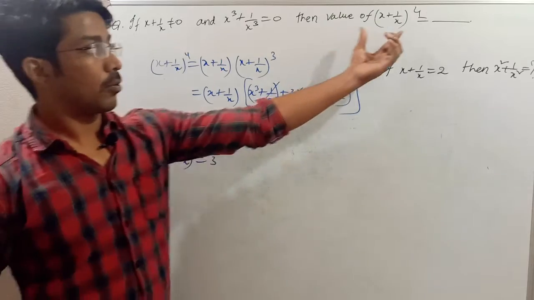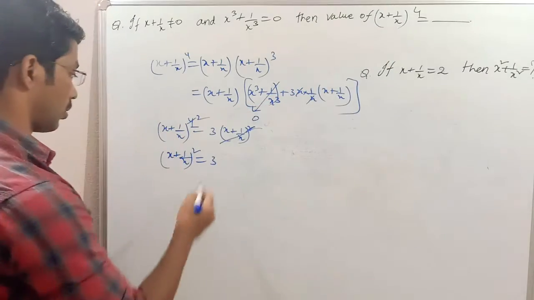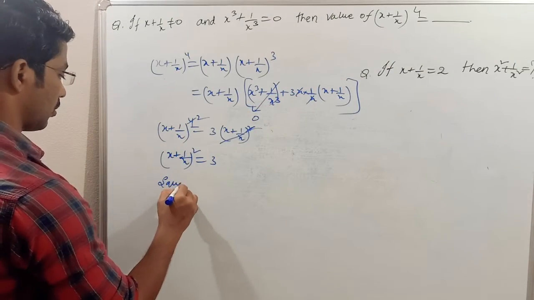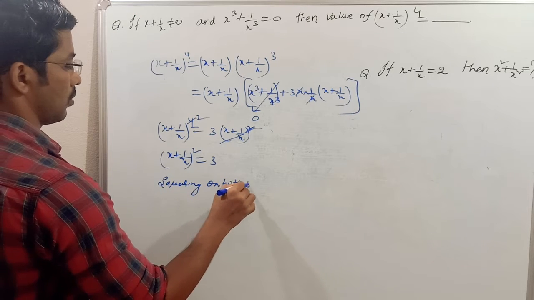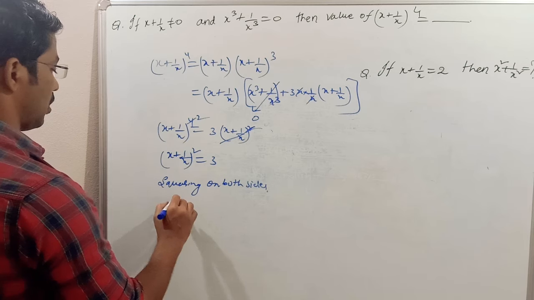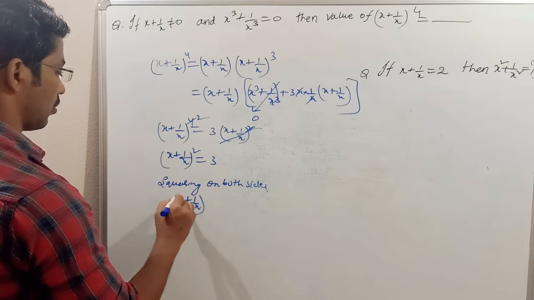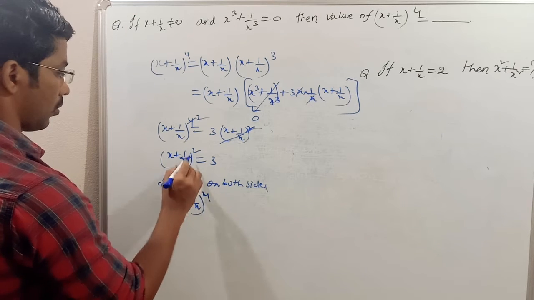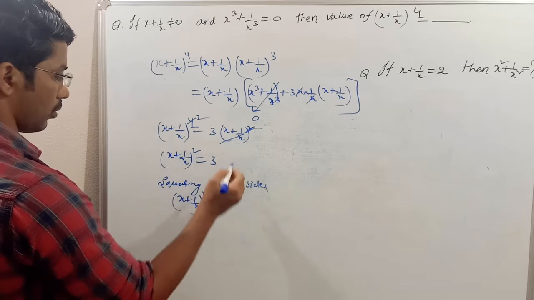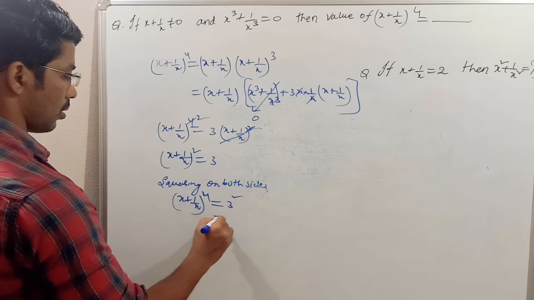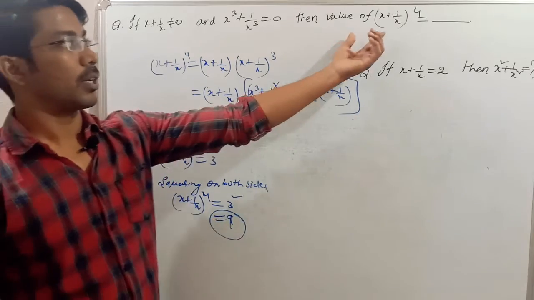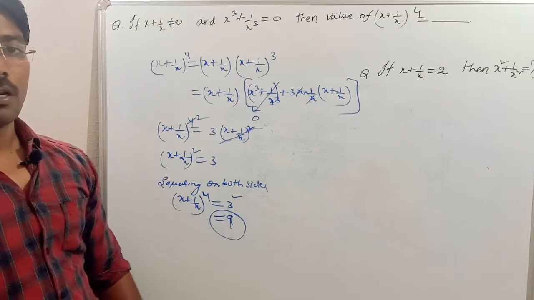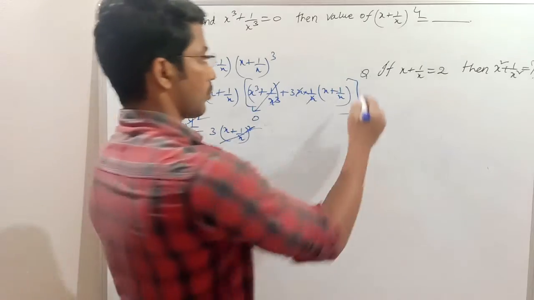Now what we have to find is (x plus 1 by x) whole power 4. Squaring on both sides, we get (x plus 1 by x) whole square whole square, which is 3 square, equal to 9. So the value of (x plus 1 by x) whole power 4 is 9. Now coming to the next problem.